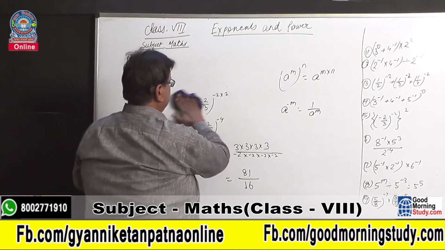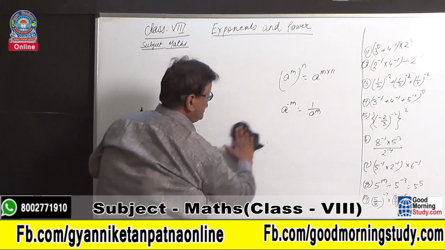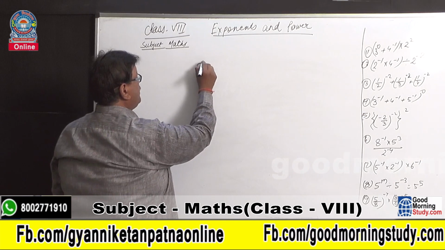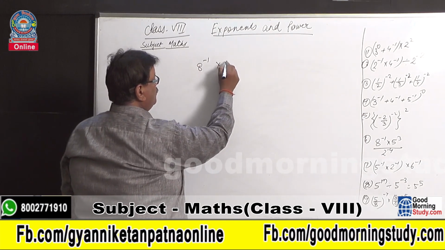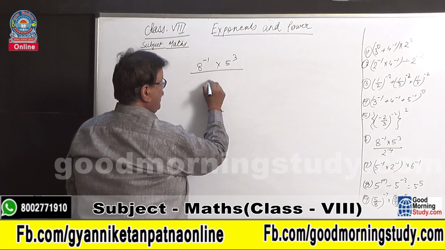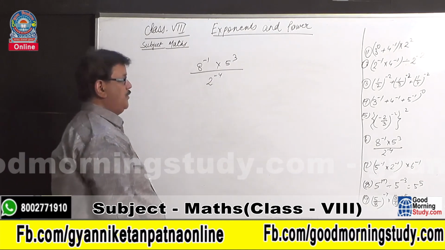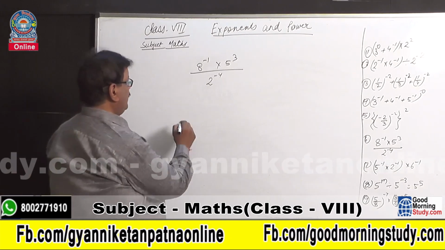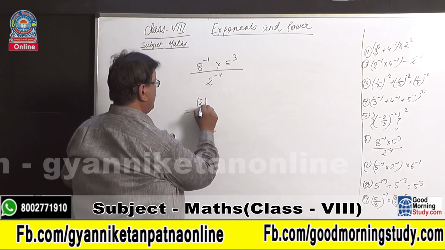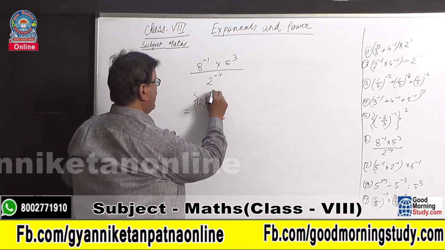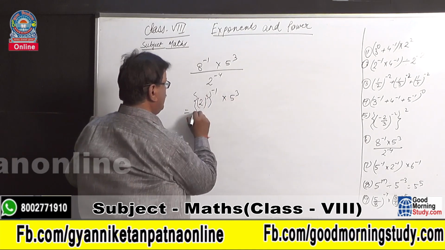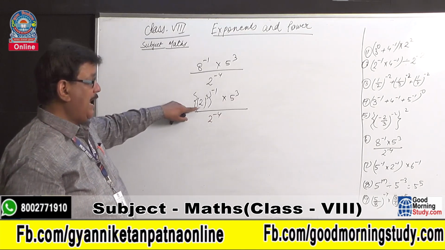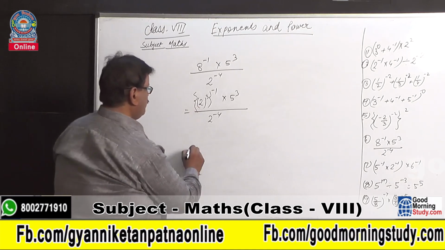Now let us see another question. Suppose we have 8 raised to the power minus 1 into 5 raised to the power 3 by 2 raised to the power minus 4. You have to solve this. Now what will we get? 2 raised to the power 3 whole raised to the power minus 1 into 5 raised to the power 3 by 2 raised to the power minus 4. Just resolve 8 as 2 raised to the power 3.